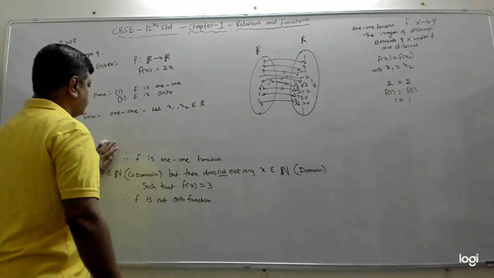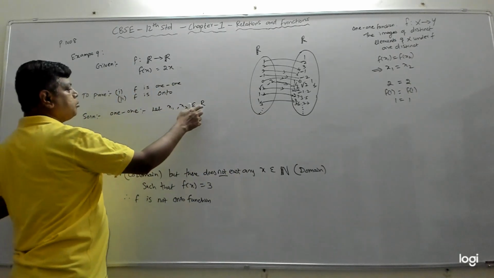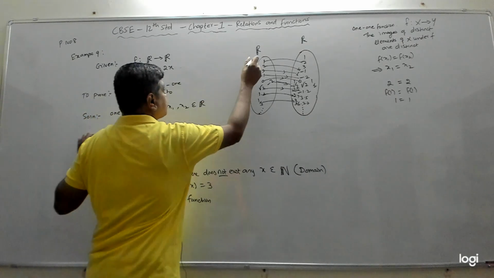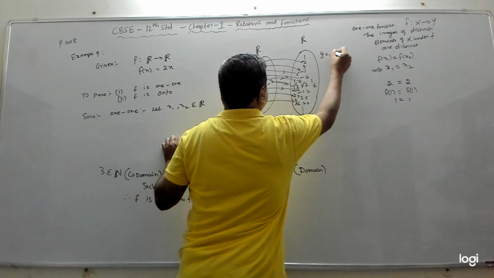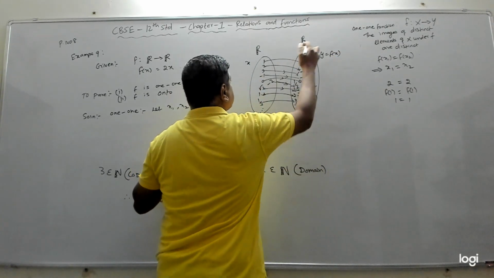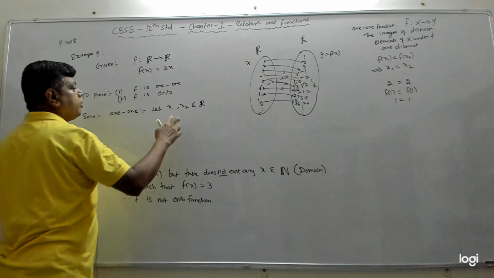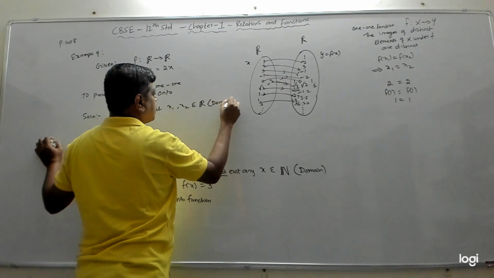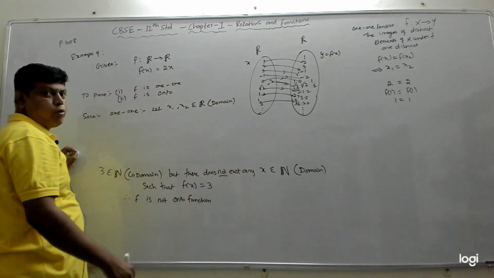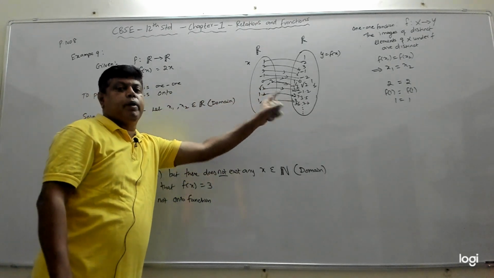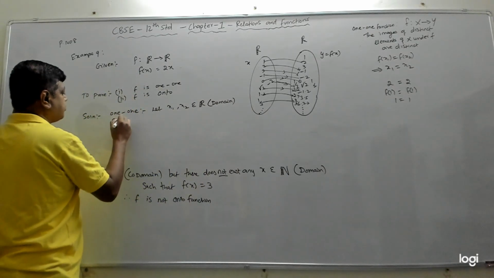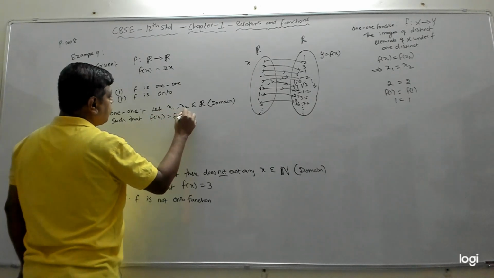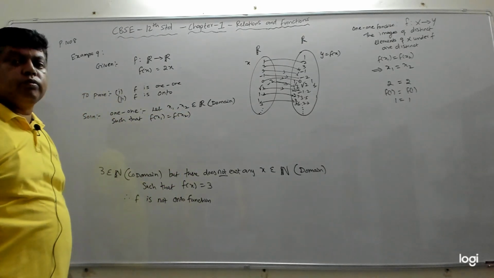Now, we should show that it is 1 to 1. Let x1, x2 belong to R. Obviously these are x: x1, x2, x3, these are y, and y is f of x. Now I'm taking two numbers x1, x2 from R, which is the domain. If I say x, it is understood that we are taking from the domain. If it is y, it is coming from the codomain. Such that f of x1 equals f of x2. Now what should we prove? We should prove x1 equals x2. Then it will become 1 to 1.